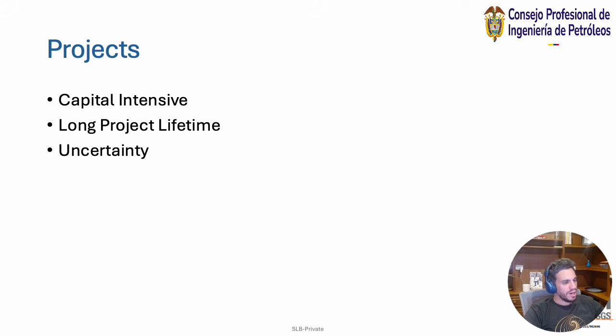So when we're talking about projects, for a given field, it is capital intensive. We're talking about a very long project lifetime. So these are characteristics of a project. Like we mentioned, primary, secondary, and tertiary recovery will take well over half a century, right? So this is very long, and the uncertainty is very high. So when we talk about projects, we want to be talking about these three subcategories. And capital essentially is just another word for money.